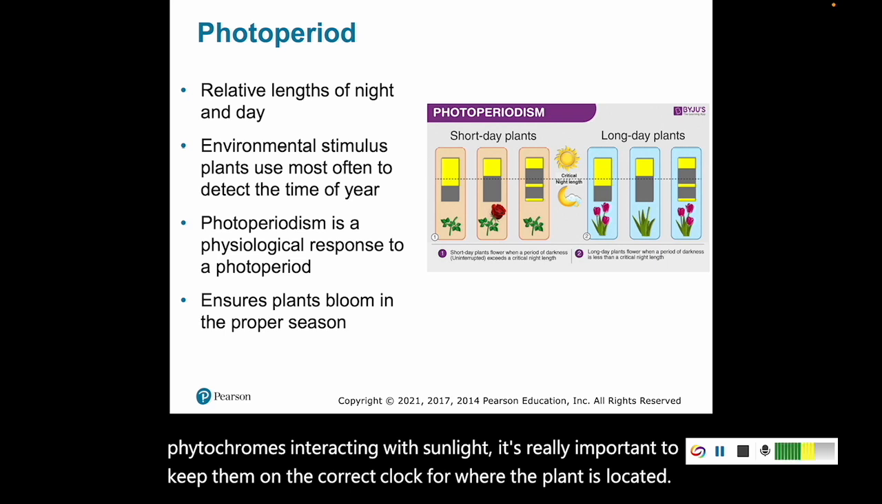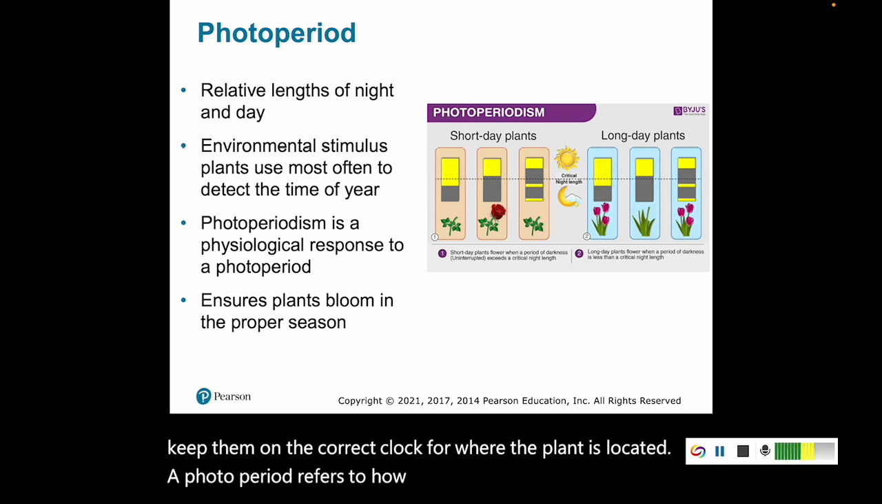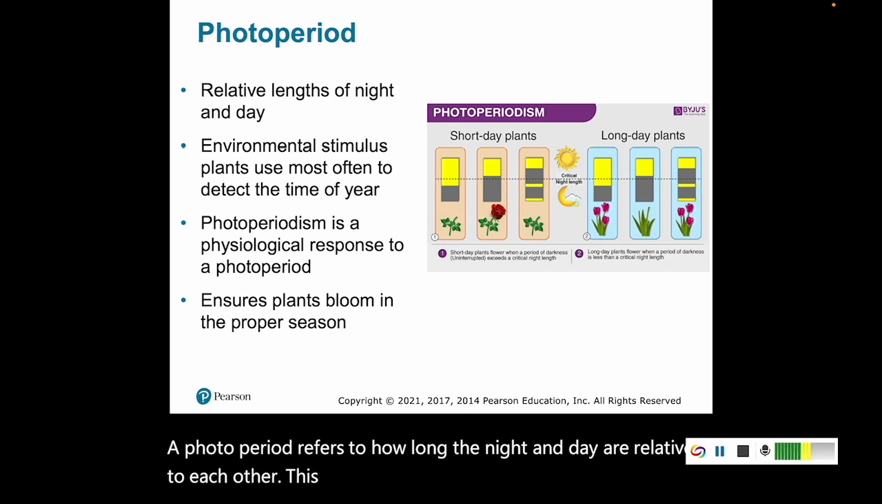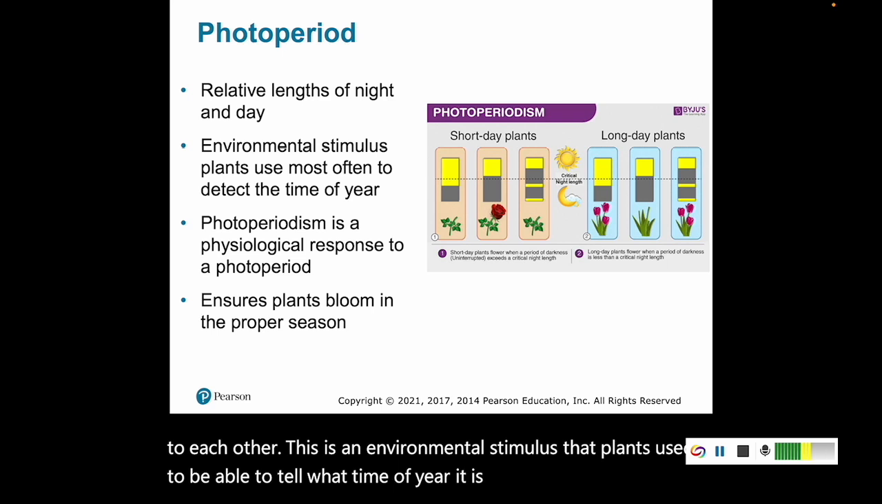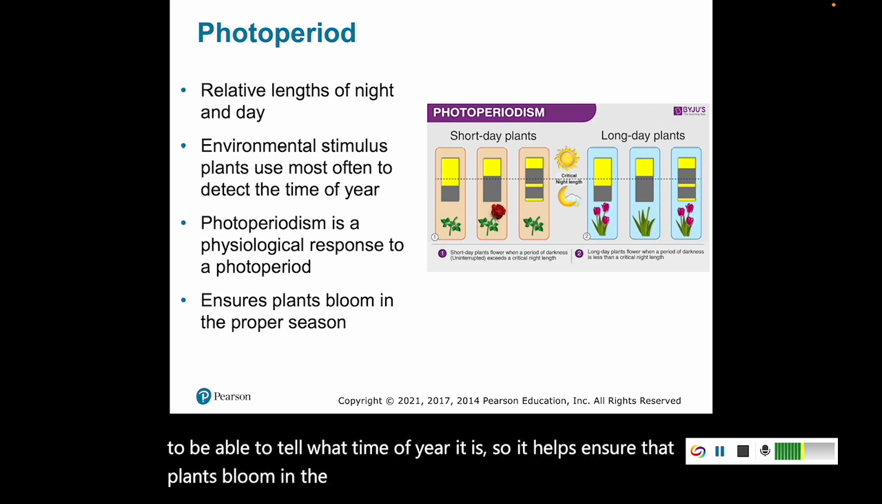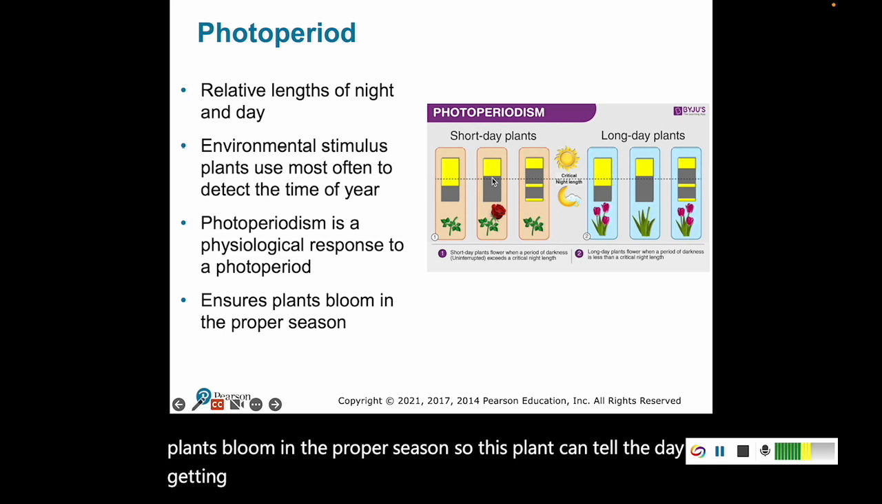A photoperiod refers to how long the night and day are relative to each other. This is an environmental stimulus that plants use to be able to tell what time of year it is. So it helps ensure that plants bloom in the proper season. So this plant can tell the day is getting shorter, it's time to bloom. This plant can tell the day is getting longer, it's time to bloom.